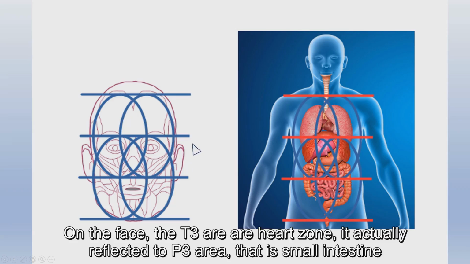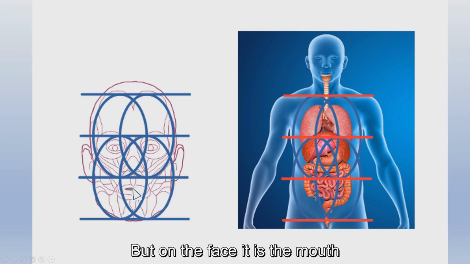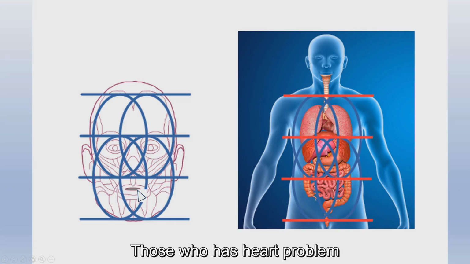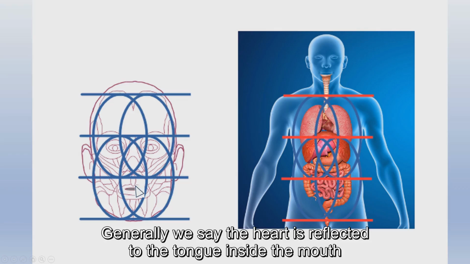On the face, the T3 is the heart zone. It is actually reflected to the P3 area, that is the small intestine, but on the face it is the mouth. So the heart is reflected to the mouth too. Those who have heart problems are going to have their speech affected. Generally, we say the heart is reflected to the tongue inside the mouth.